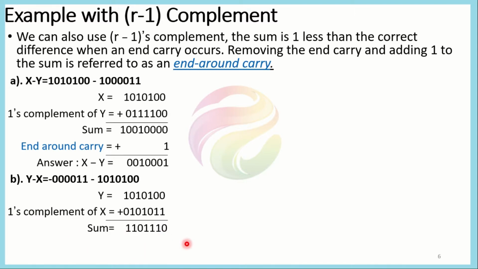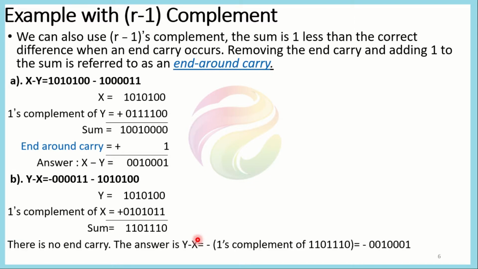In this case, you can see that there is no end carry generated. In the first example, an end carry was generated, and we ignored it and added the 1 here. In this case, we take the ones complement of the answer and put a negative sign with it. So we have taken the ones complement of this thing here, and we also put a negative sign. So this is the end result.